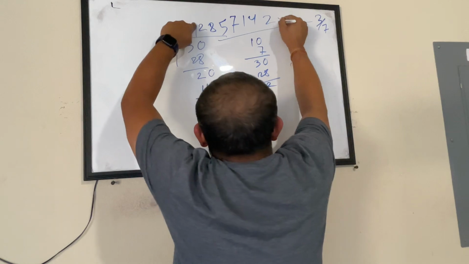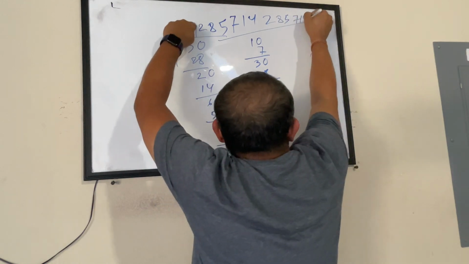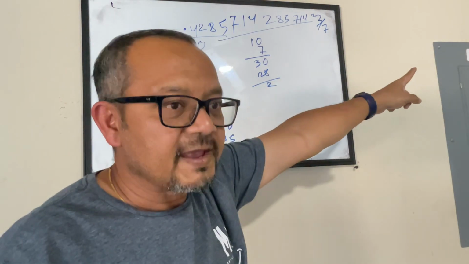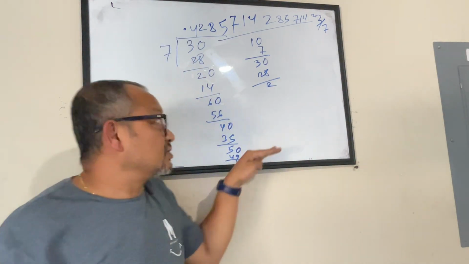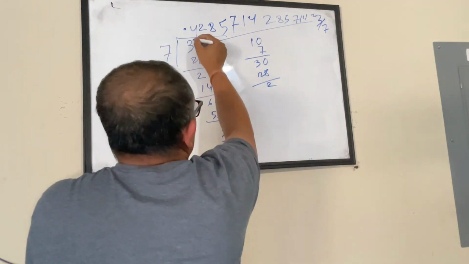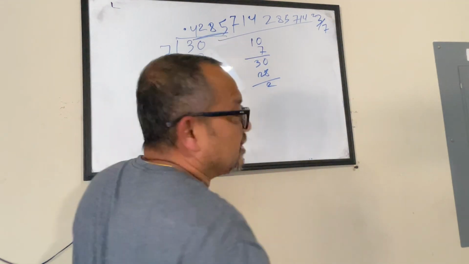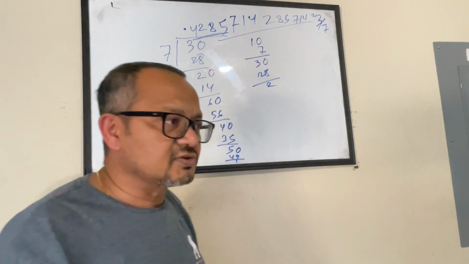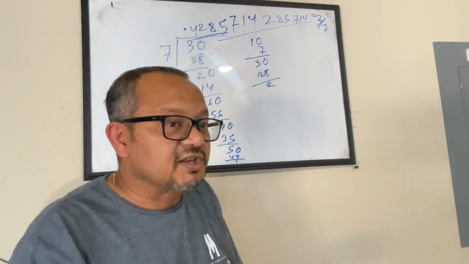Then 2 8 5 7 1 4. Again 2 8 5 7 1 4. So we'll keep on repeating it, okay? But here, when you see this is not ending, you can say, okay, fine, this is approximately 0.4285. You can stop there. Or you can say 0.428. That is also fine. That's the approximate value.